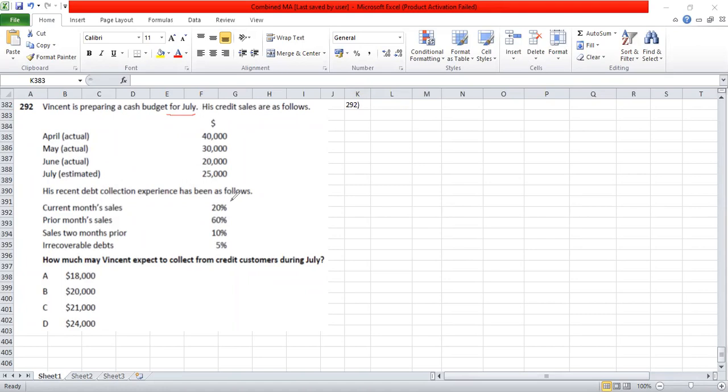Those details are given. So in the past, some sales were made, out of which a percentage of the amount is collected in each of the months. So we see that his recent debt collection experience has been as follows. Current month sales are 20%, which he would collect, then collected from prior month sales and sales 2 months prior, and a percentage of the amount is not collected, which is 5%. So let's start cash collection during the month of July.